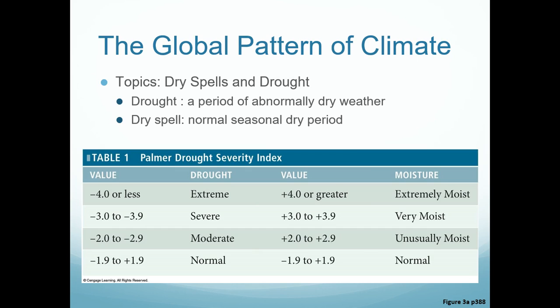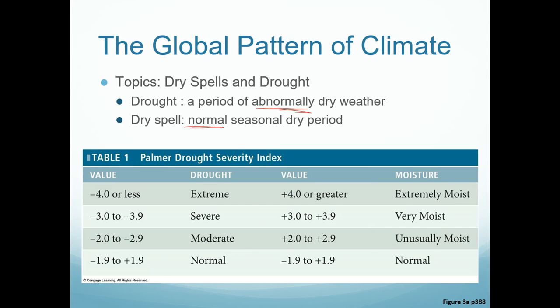A drought would be a period of abnormally dry weather, and a dry spell would be a normal seasonal dry period. So here in Florida, if I were to say this coming winter we're going to have dry weather, would we be talking dry spell or drought? Well, here in Florida, we always have dry weather in the winters, so it's a normal seasonal dry period. Every winter, December, January, February, we go through a dry spell. But if it's drier than normal, then we would consider that a drought.